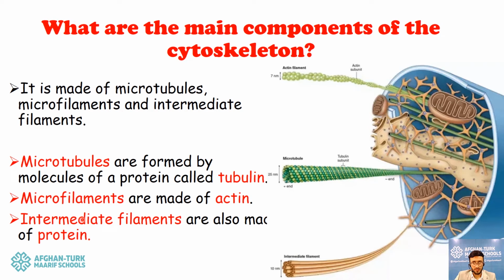Microfilaments are made up of actin. This one is a microfilament that is made up of actin, each one made up of actin subunits. Intermediate filaments are also made up of protein. These ones are attached to each other. So the exact shape of the cell and the exact functions of the organelles are maintained by the cytoskeleton.